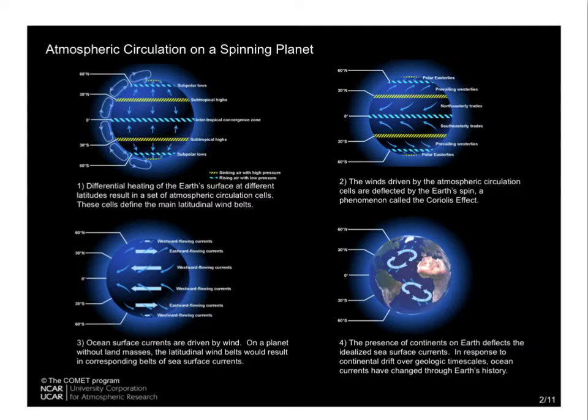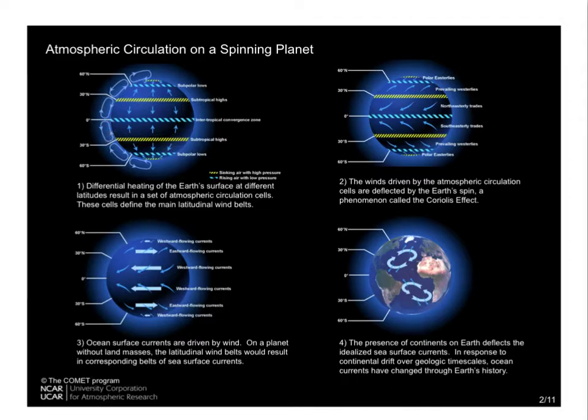Higher in the atmosphere, air is displaced by the rising warm air and it flows away from the equator. That's this stuff up here in the upper atmosphere. As it flows away from the equator, it cools and eventually it sinks back down to the surface. That's this right here. This drives this circulation cell at the low latitudes, and there's one in the northern hemisphere here, and there's one in the southern hemisphere here.